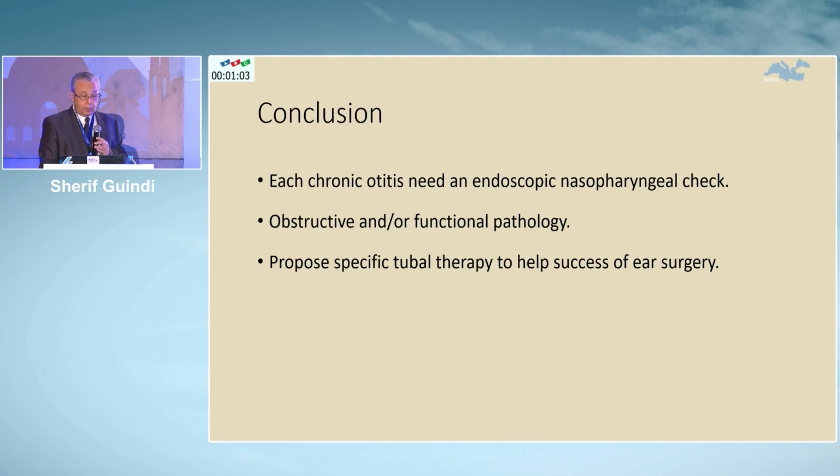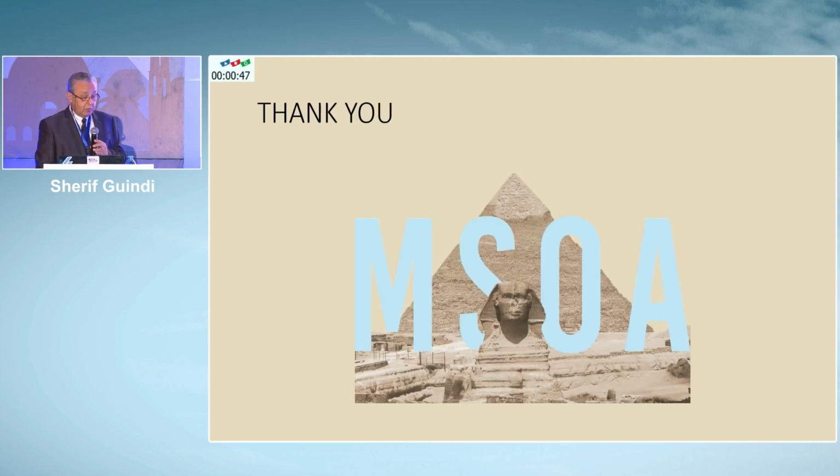And as a conclusion, each chronic otitis needs an endoscopic nasopharyngeal check for obstructive or functional pathology. I might find one of both or both together. And I should propose a specific tubal therapy to help the success of ear surgery. Thank you.